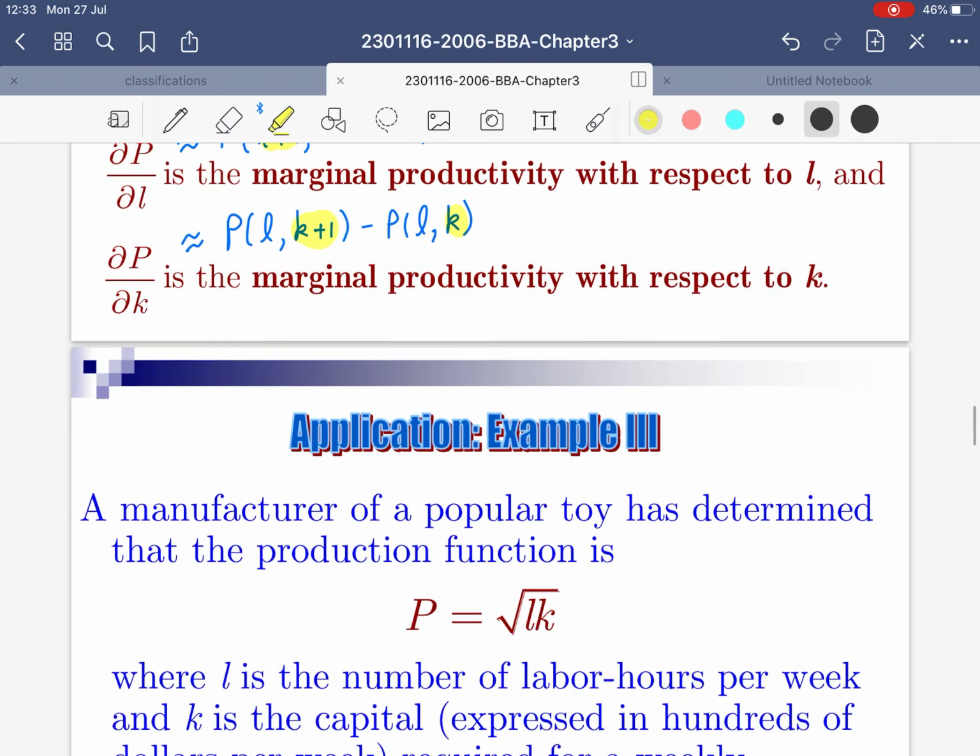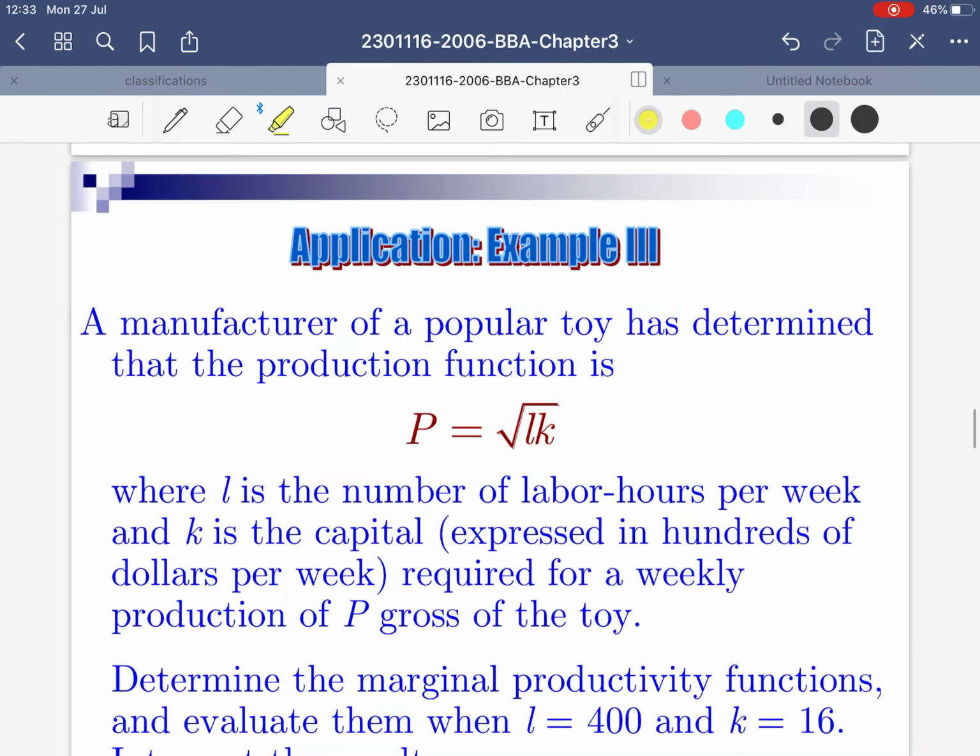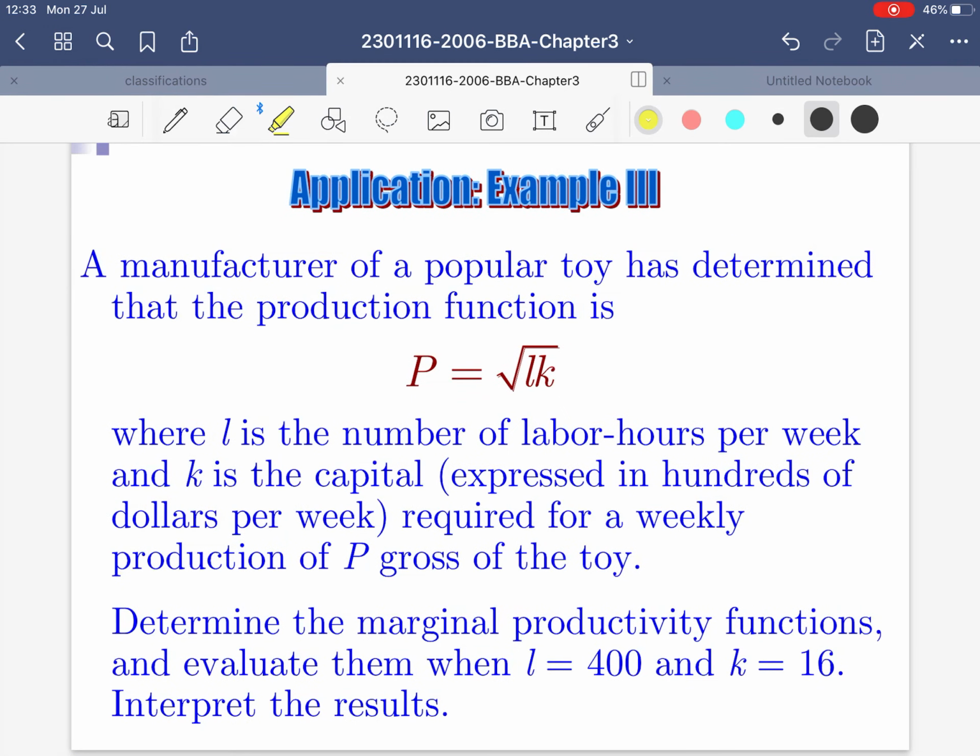So let's look at this example. The manufacturer of a toy determines that the production function is P equals the square root of L and K. L is the number of labor hours per week, and K is the capital. But be careful, 1 unit is hundreds of dollars per week. And P, of course, is the production level in gross of the toy.